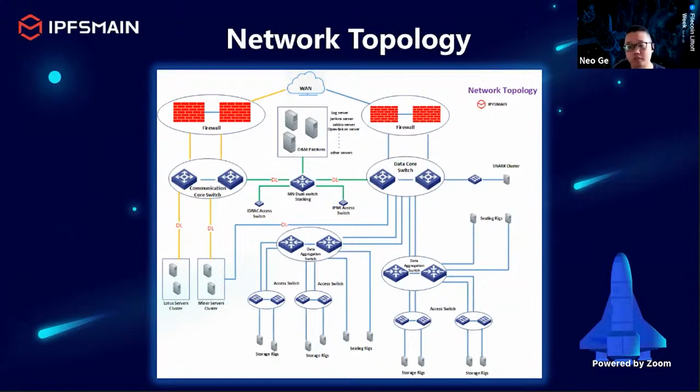The communication core switch uses multi-switches with 10 gig optical ports for stacking, which is connected to Lotus Node and Lotus Miner. And the data core switch uses dual switches with 10 gig optical ports for stacking, which is connected to the Lotus Miner storage, seal worker, and snark cluster.